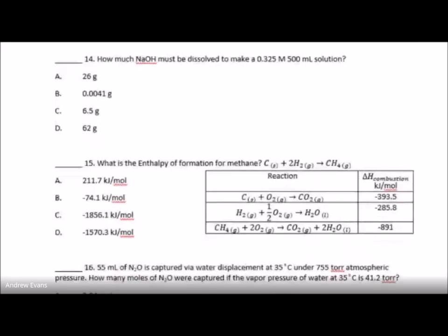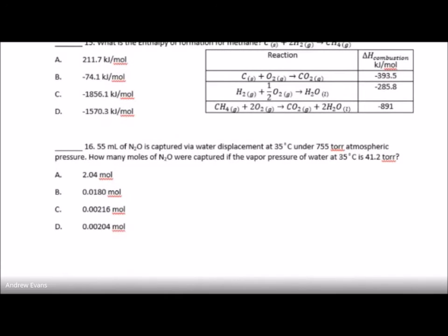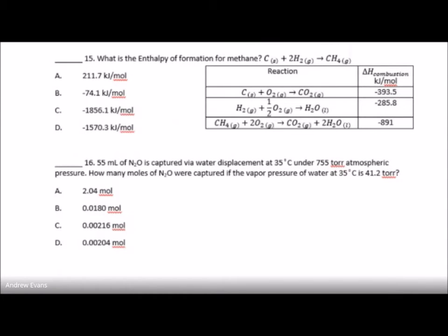Let's see. What is the enthalpy of formation of methane? This one is a Hess's law problem. Simply, what do we have to do to rearrange our equations to match the ones we have? So what you should see here, this carbon and this carbon match. So we're going to use equation 1 as written, negative 393.5. We have equation 2. I have 2H2 and I have 1H2.